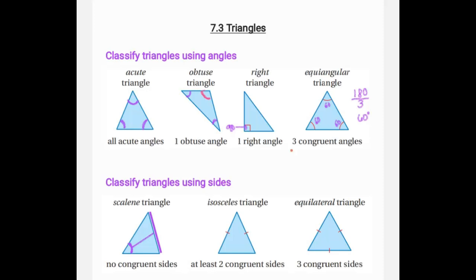Now in the scalene triangle, all sides are different sizes. So this is called a scalene triangle because there are no congruent sides. The second triangle is called an isosceles triangle, which means that there are at least 2 congruent sides.